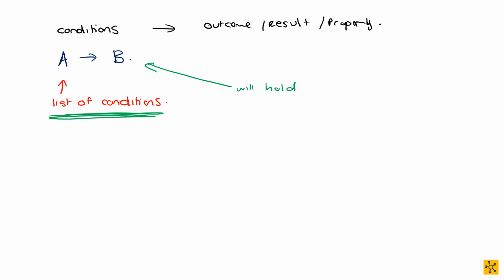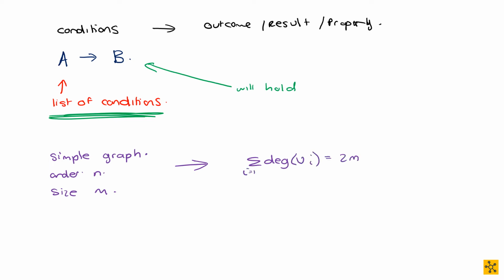So, for example, in graph theory, you would maybe have a simple graph as a condition, and from there you'll be like, okay, it's a simple graph, it has maybe a specific order and a specific size. Then given those conditions, we will have that the sum of the degrees v_i is equal to 2m, where i is 1 to n.